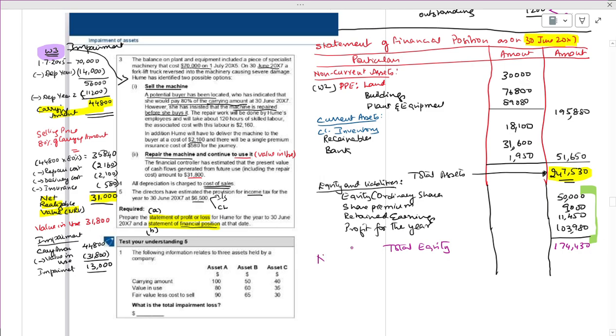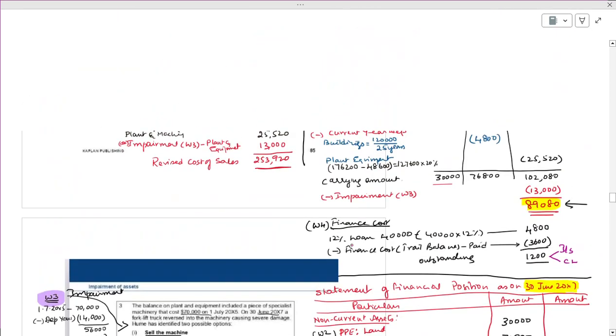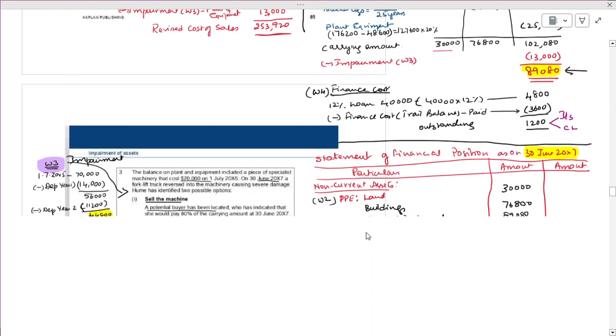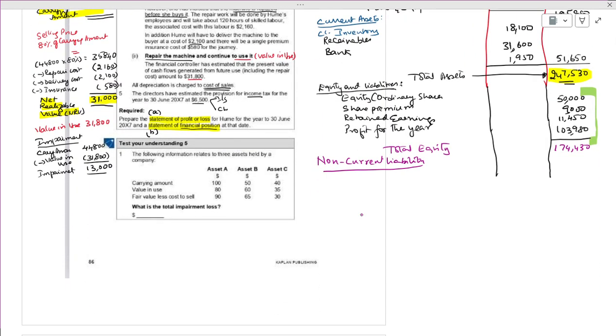Non-current liability. Good. How much is the non-current liability? Trade payables. Oh, 12% loan. Yes, loan. Trade payables is a current liability. Yes. Sorry. Is it right? 12% loan notes. 12% loan notes. How much is there? 40,000. Is it right?